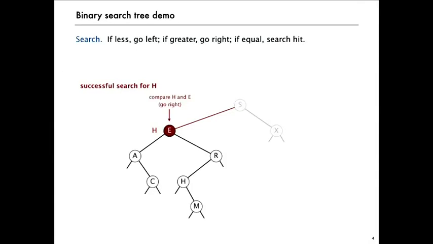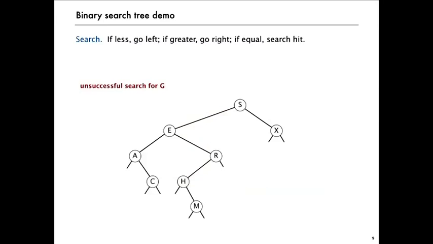Now h is greater, so that says we should go right. Now we compare h against the root of the right subtree of e, and that's r. And it's less, so we have to go left, because everybody to the right of r is bigger and h is smaller. And eventually, if the key is in the tree, we're going to hit it. And in this case, we find h as the left subtree of r, and that's a search hit. And for the get operation, we can return the value that's stored in that node along with the key h.